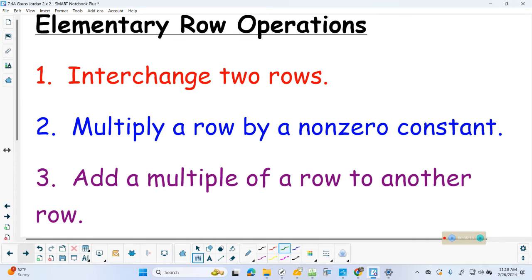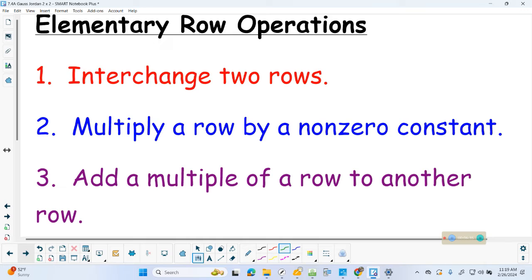Now, this is kind of tongue-in-cheek. What's the opposite of multiply? So if I said you can multiply by 2, you could also, of course, multiply by 1/2. You could divide by 2. Those are the same thing. So if you hate fractions, if I say I'm going to multiply this row by 1/2, well, it's the same as dividing by 2. Okay? So just be aware of that.